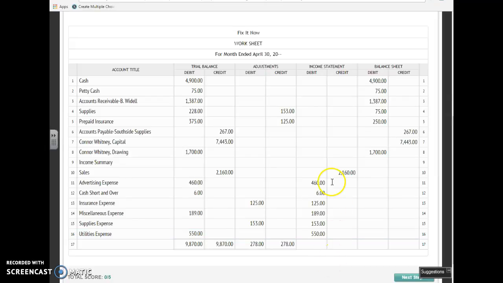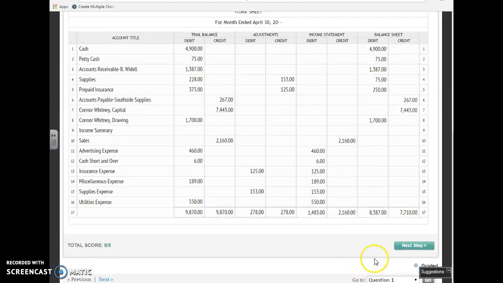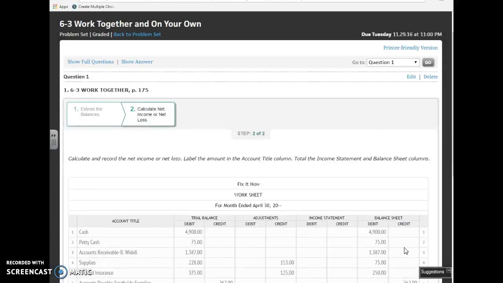Now, what I'm going to do here is I'm going to take these columns. I'm going to take my debit and credit for income statement, my debit and credit for balance sheet, total them up. If I were to add all of these up, I'd have $1,483, $2,160, $83.87, $7,710. Now, these don't balance right now. That's okay. Let's go ahead and go to the next step.